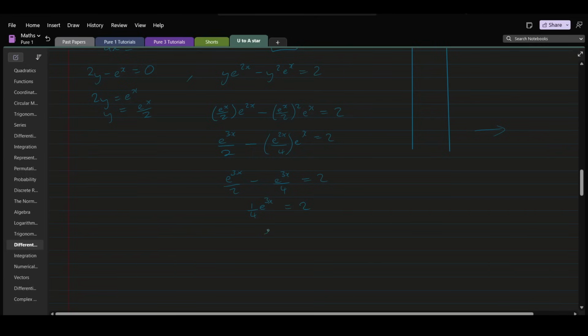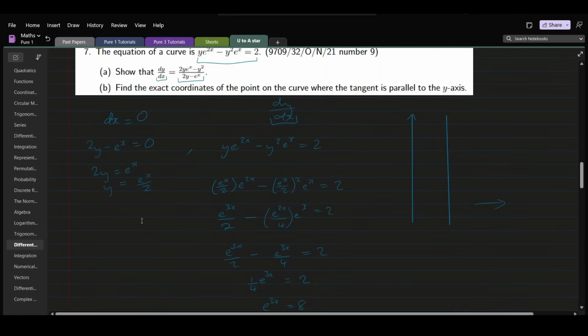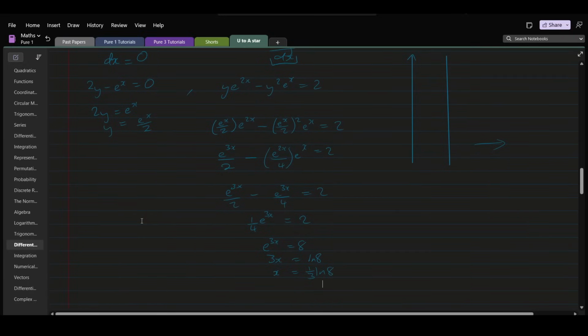Multiply both sides by 4. You get e to the 3x is equal to 8. And let's apply the ln function on both sides. You get 3x is equal to ln 8. And so x is equal to 1/3 ln 8. Did they specify the degree of accuracy? They want the exact coordinates. So x is 1/3 ln 8.